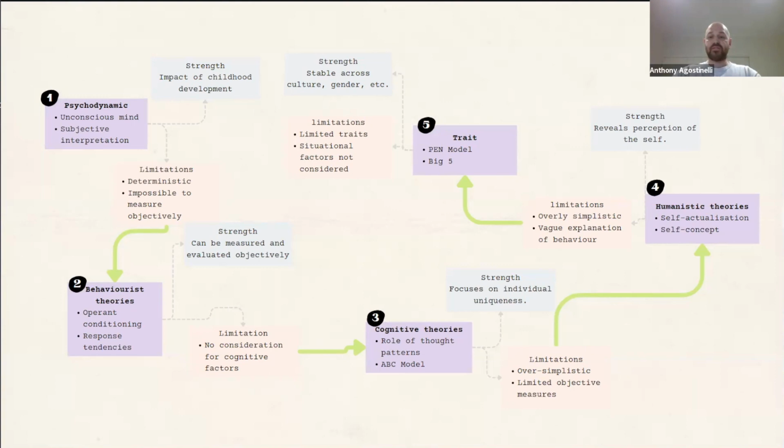Integrating these perspectives reveals that truly understanding a person is a complex endeavor, necessitating a deep analysis that synthesizes insights from each theory, encompassing unconscious desires, cognitive processes, inherent traits, innate potentials, and learned behaviors.